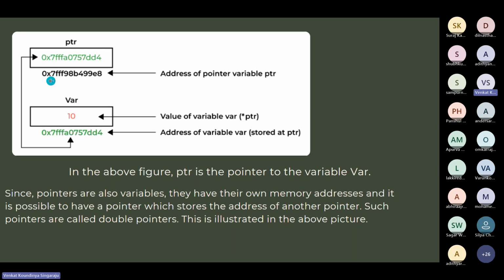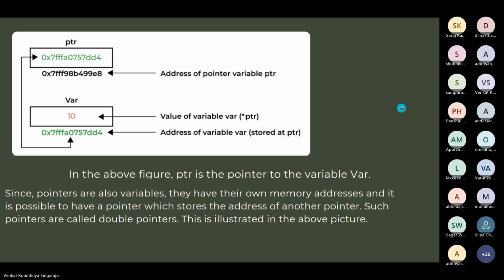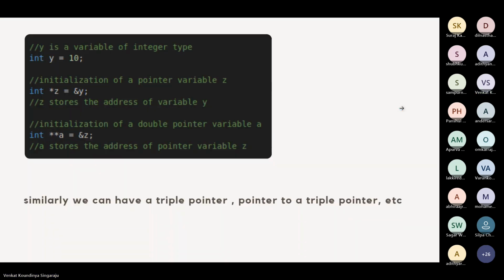So if we have a pointer which stores this address, black colored one, it will basically become a double pointer. So here we're illustrating the double pointers.